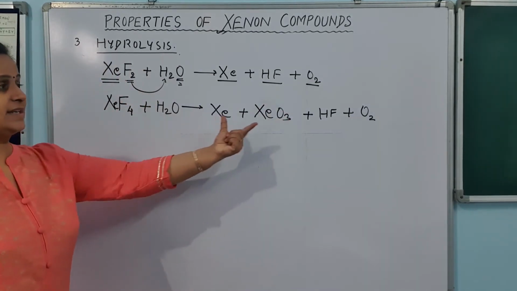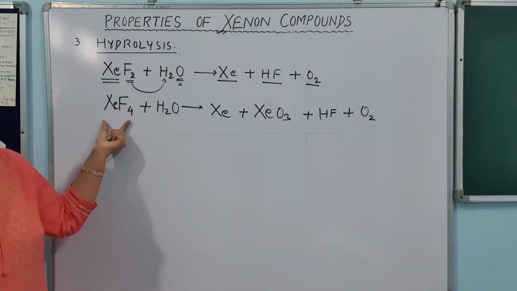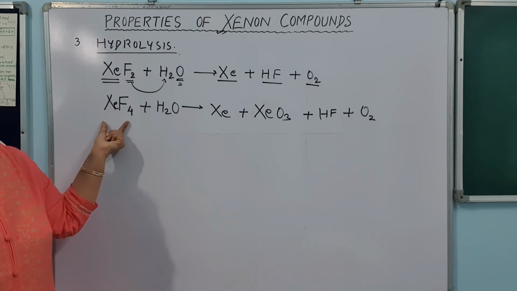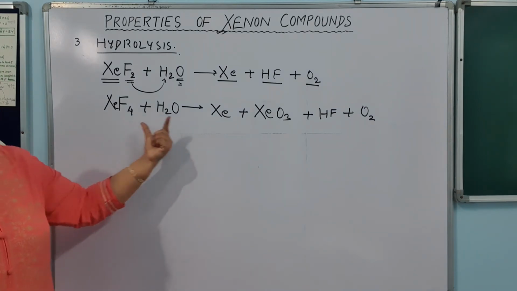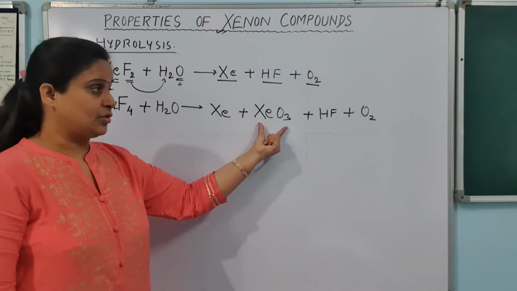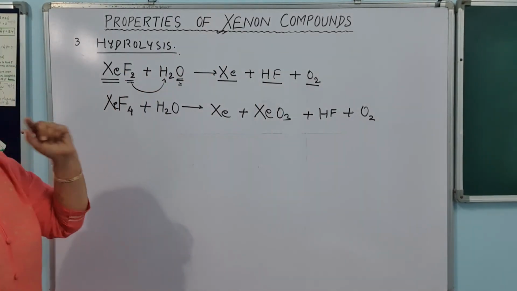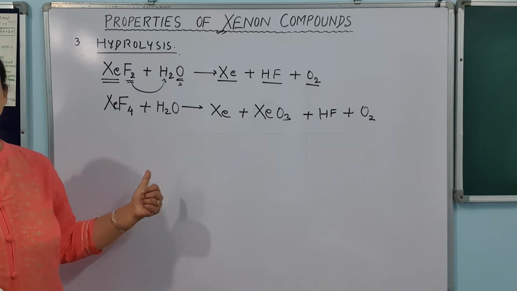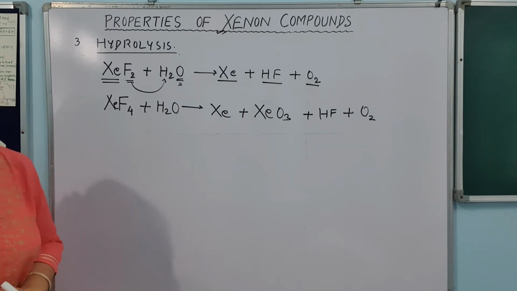XeO3. This is one extra product formed in this particular case, that is XeF4. When it is completely hydrolyzed, it forms xenon, HF, xenon oxide, and oxygen. So this way, these are the products on the hydrolysis of xenon tetrafluoride.